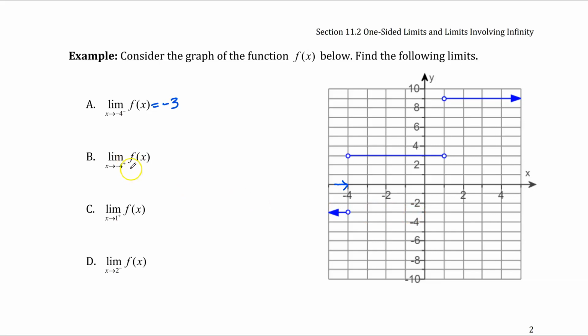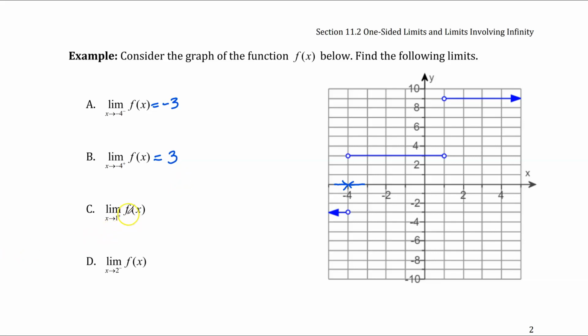Now, compute the limit of the function as x approaches -4 from the right. For -4 from the right, the x's are coming here. So for -4 from the right, the function values are here, and that corresponds to y equals 3. So therefore, we say that the limit of the function as x approaches -4 from the right is equal to positive 3.